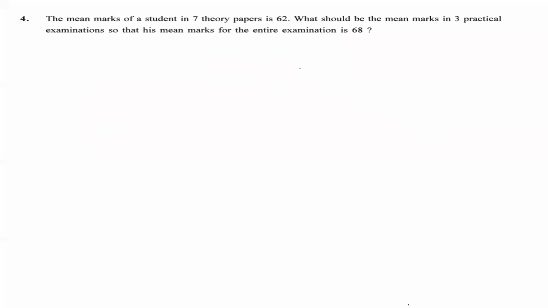Roll number 68, start reading. Fourth question. The mean of a student in 7 theory papers is 62. What should be the mean marks in 3 practical examinations so that his mean marks for the entire examination is 68?